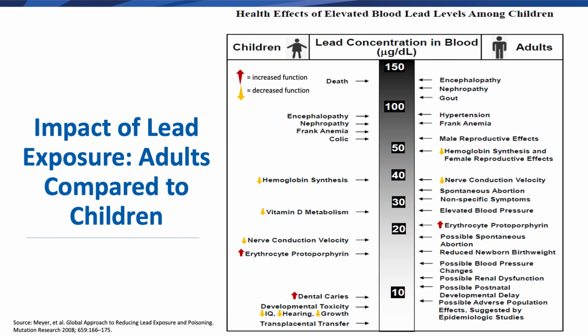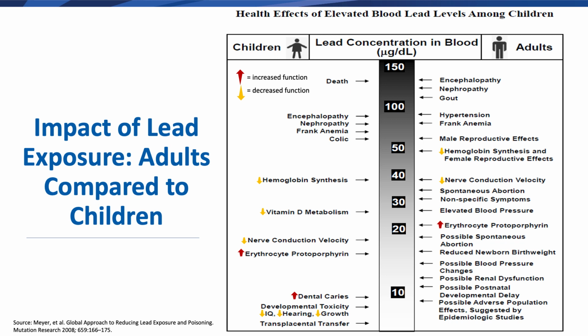Let's review the differences between the impact of lead exposure on adults compared to children. Children are more susceptible than adults to the effects of lead exposure because a proportionately greater amount of the lead they ingest is absorbed, more circulating lead enters their brains, and their developing nervous system is more vulnerable to lead's toxic effects. The impact of lead on children is on the left.